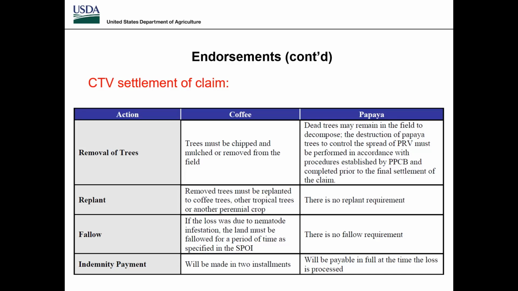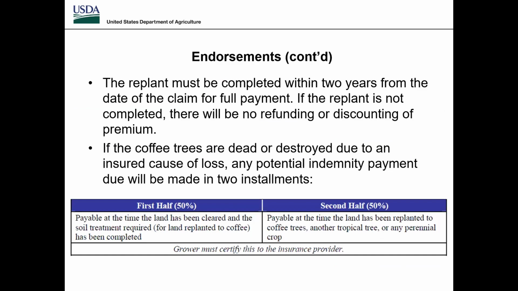Lastly, the indemnity payment will be made in 2 installments. The replant must be completed within 2 years from the date of the claim for full payment. If the replant is not completed, there will be no refunding or discounting of premium.